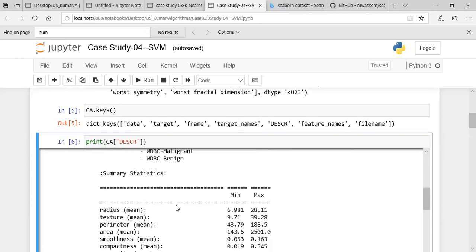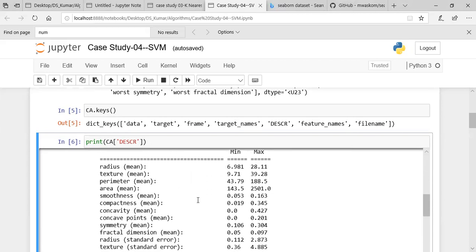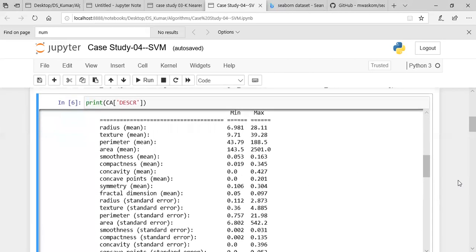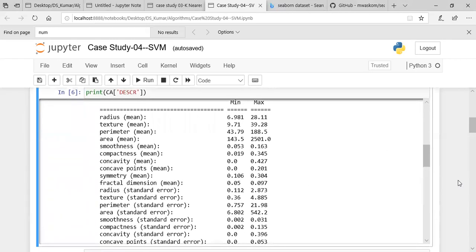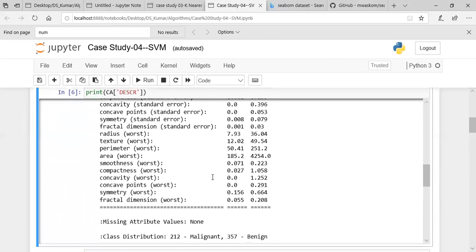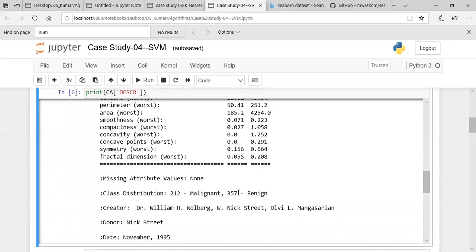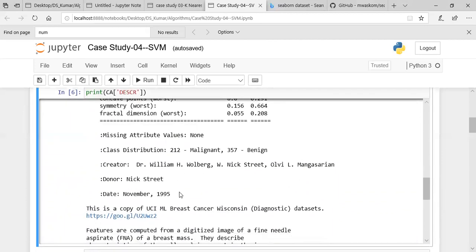Okay, and you know what summary statistics means in case of the description. If I talk about our own way of df.info, df.describe, you can see the mean value, minimum, maximum, all these kind of things. Here also we are getting the same kind of things. And from this, the distribution is given: 212 are cancerous cells, and 357 are not cancerous cells. So that is how you can refer.